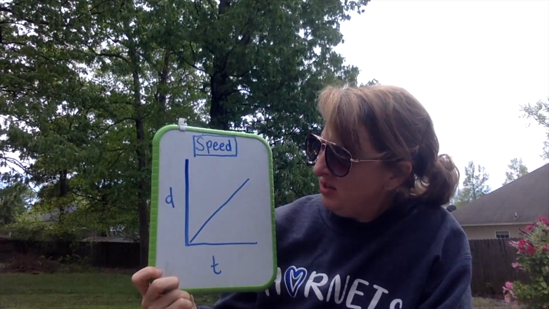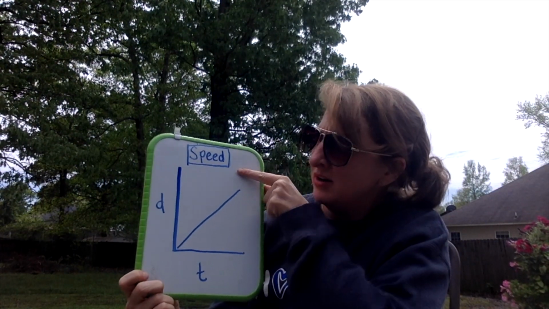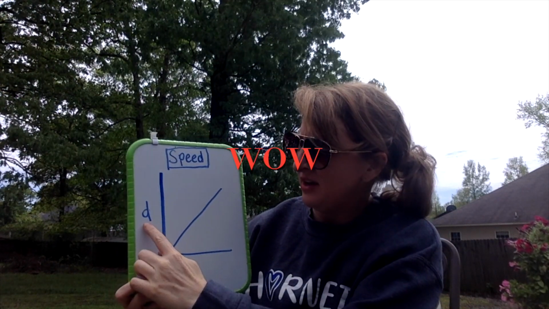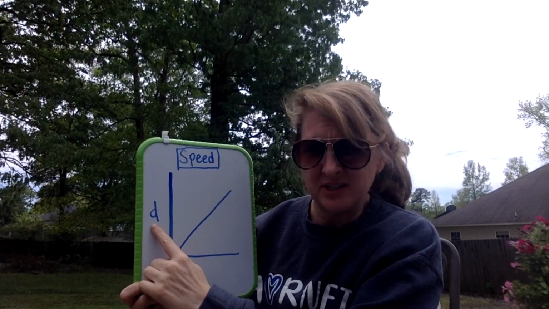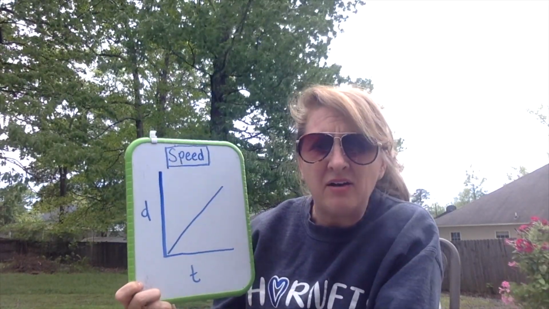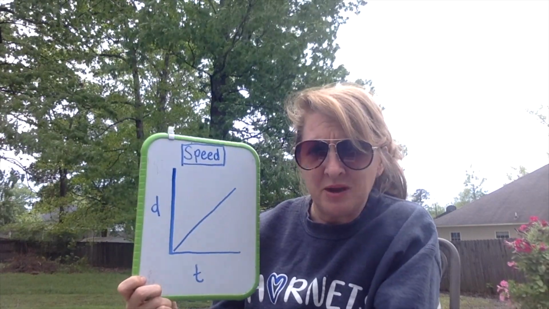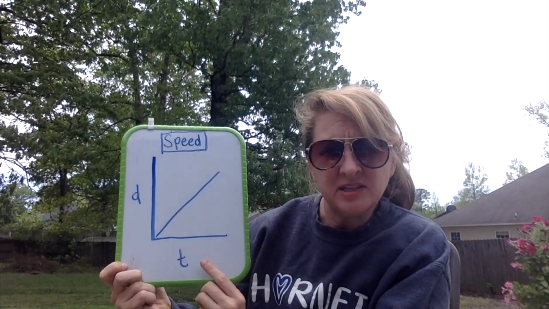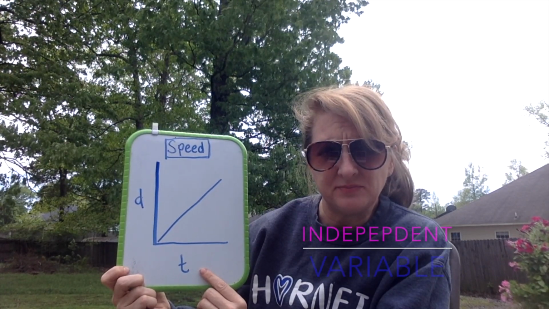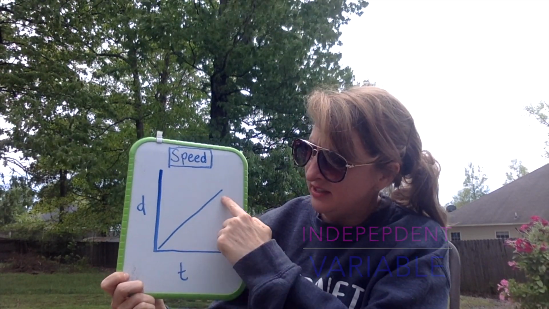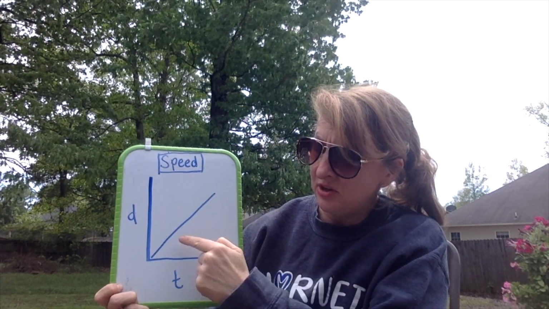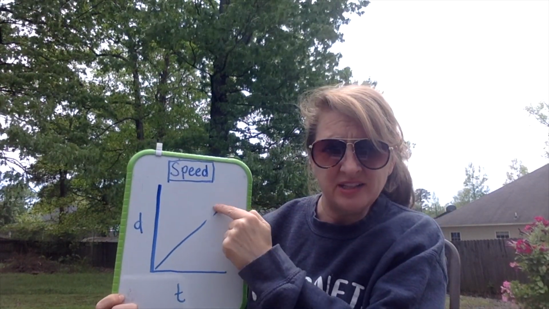Notice on the graph, on the y-axis we plot our distance, 0 meters all the way up to 10 meters, or however big my range might be, and then time is always going to go on the x-axis. It's our independent variable. All right, so here you see a positive sloped line. It's a linear line, a linear slope, showing a constant speed.